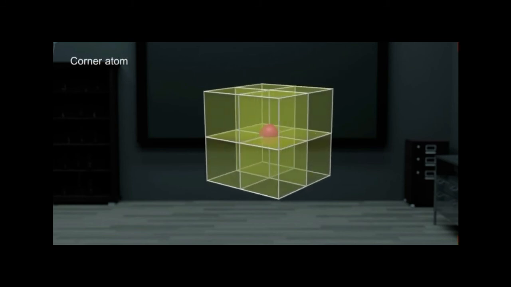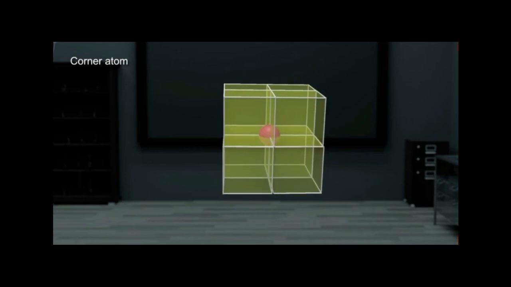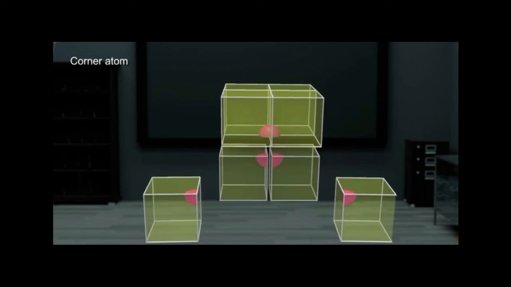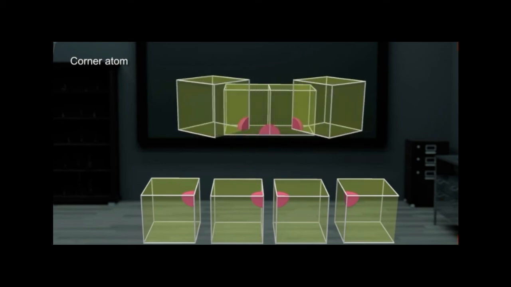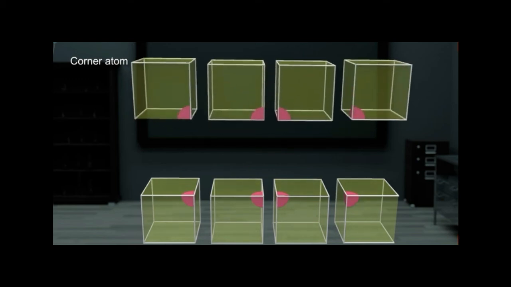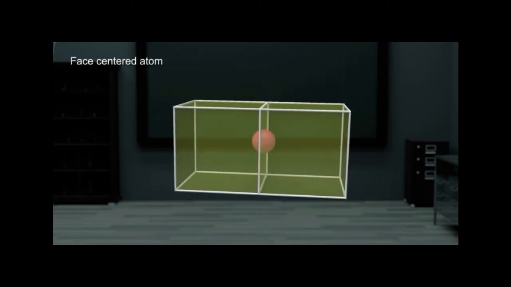Now let us see the particle which is there at the corner. As I said, it is 1/8 because 8 such unit cells will be sharing one. Now you can see very nicely 4 on the lower layer, 4 on the upper layer. So they are combining together. That's why one particle that you see at the corner is altogether represented as 1/8, because 8 different unit cells will be sharing that one corner.